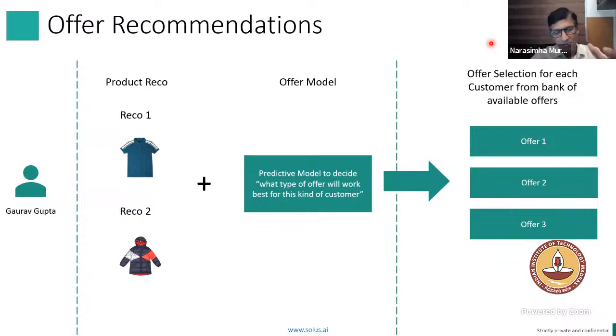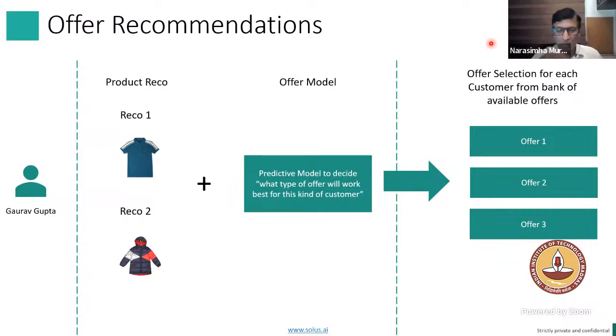And the best value we see that one can get is when you combine both. You combine the product recommendation and you also combine the offer model. When you combine these two, you really get a very good recommendation for a customer. It's a combination of offer and the product.